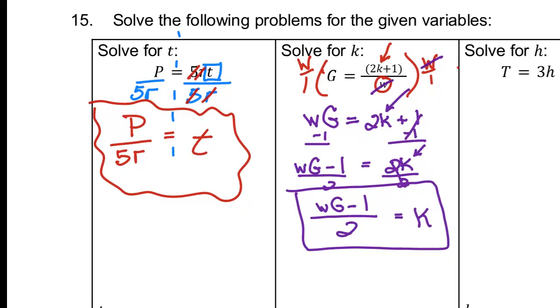Questions on that? So when you multiply by this W, make sure you are canceling out the W's. You are not going to cancel out the bottom and distribute. Don't do that. All right.